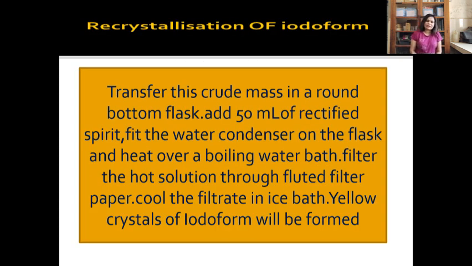Now we'll do the recrystallization of this crude mass of iodoform. For this, we'll transfer the crude iodoform into a 100 ml round bottom flask, add a small amount of rectified spirit to it, fix the water condenser on the flask and heat it over a water bath. After complete dissolving of iodoform in the rectified spirit, we'll filter the hot solution using fluted filter paper. Cool the filtrate in an ice bath.